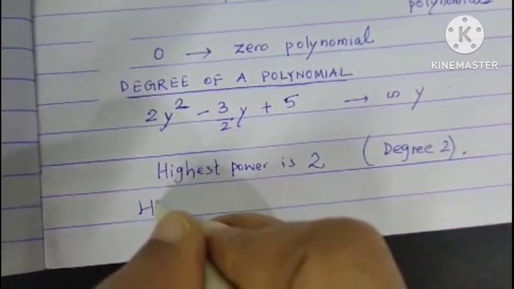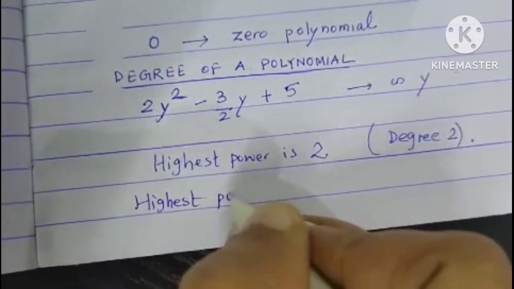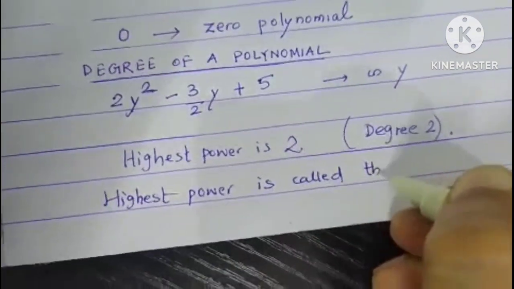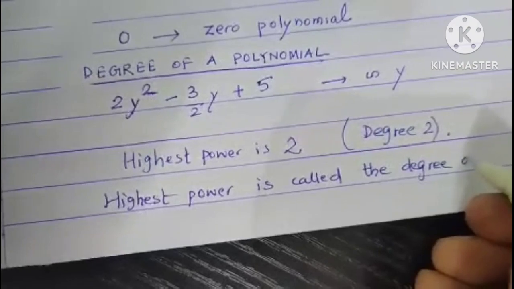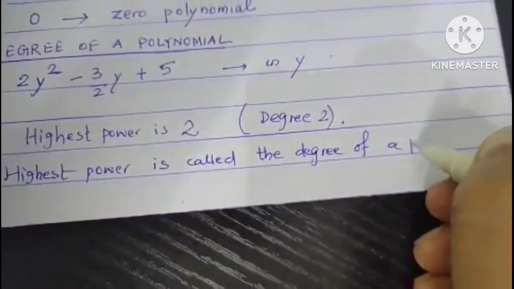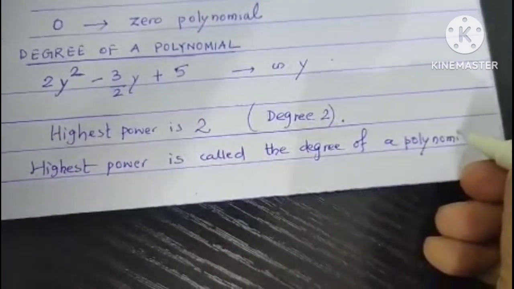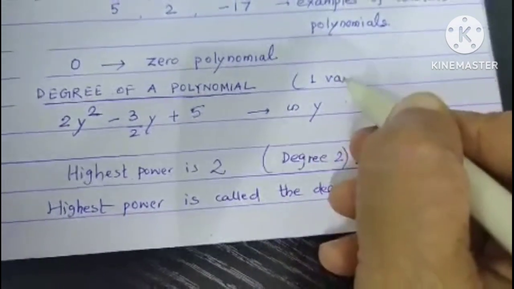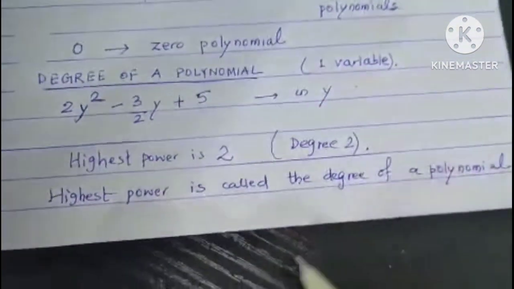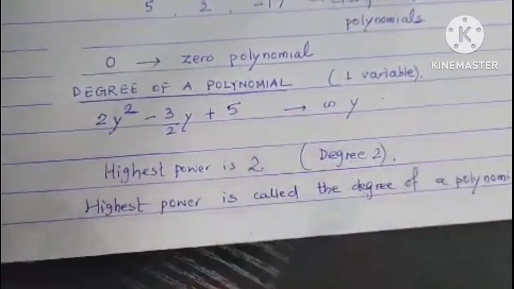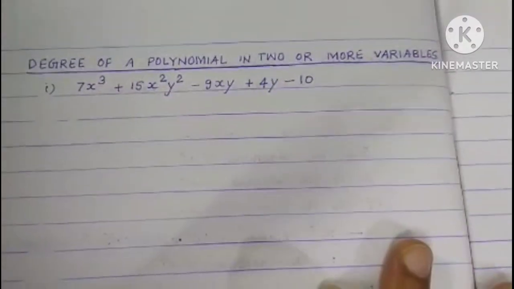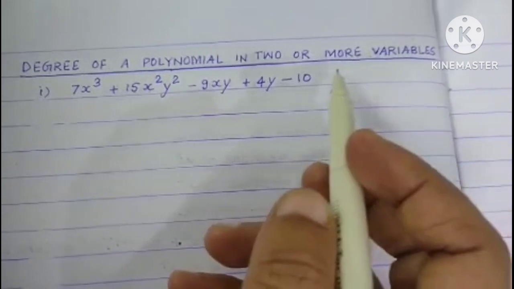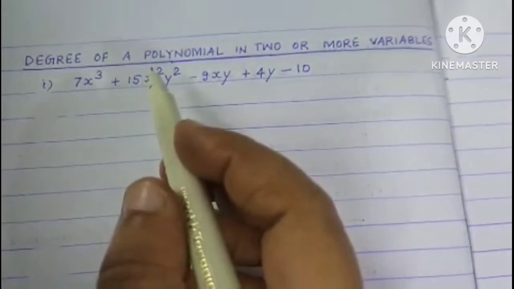How do we write it? Highest power is called the degree of a polynomial. This is in one variable. We will see degree of a polynomial in two variables also. Now let us understand what is the degree of a polynomial in two or more variables. When the variables are two or more, then what will be the degree?